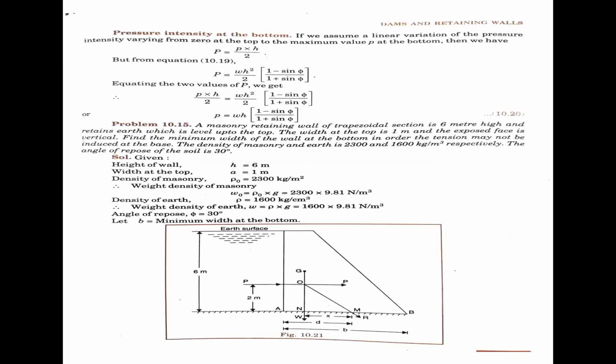A masonry retaining wall of trapezoidal section is 6 meters high and retains earth which is level up to the top. The width of the top is 1 meter and the exposed face is vertical. Find the minimum width of the wall at the bottom so that tension may not be induced at the base. The density of masonry and earth is 2300 and 1600 kg per meter cube respectively. The angle of repose of the soil is 30 degrees. This is the example problem.